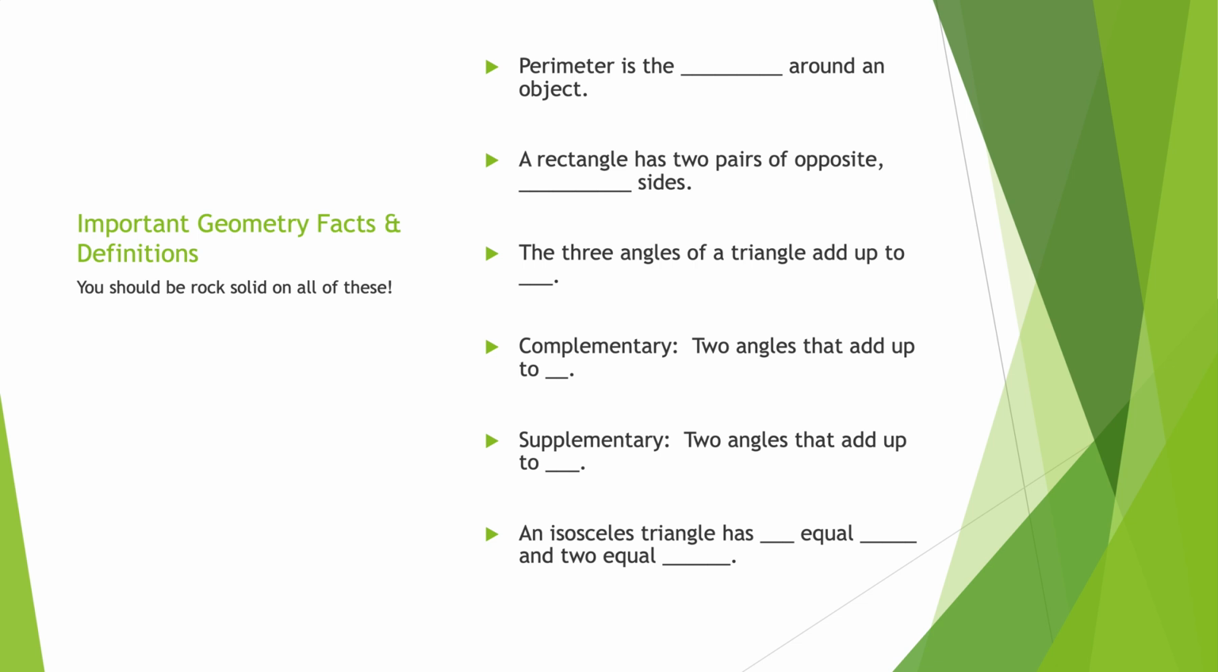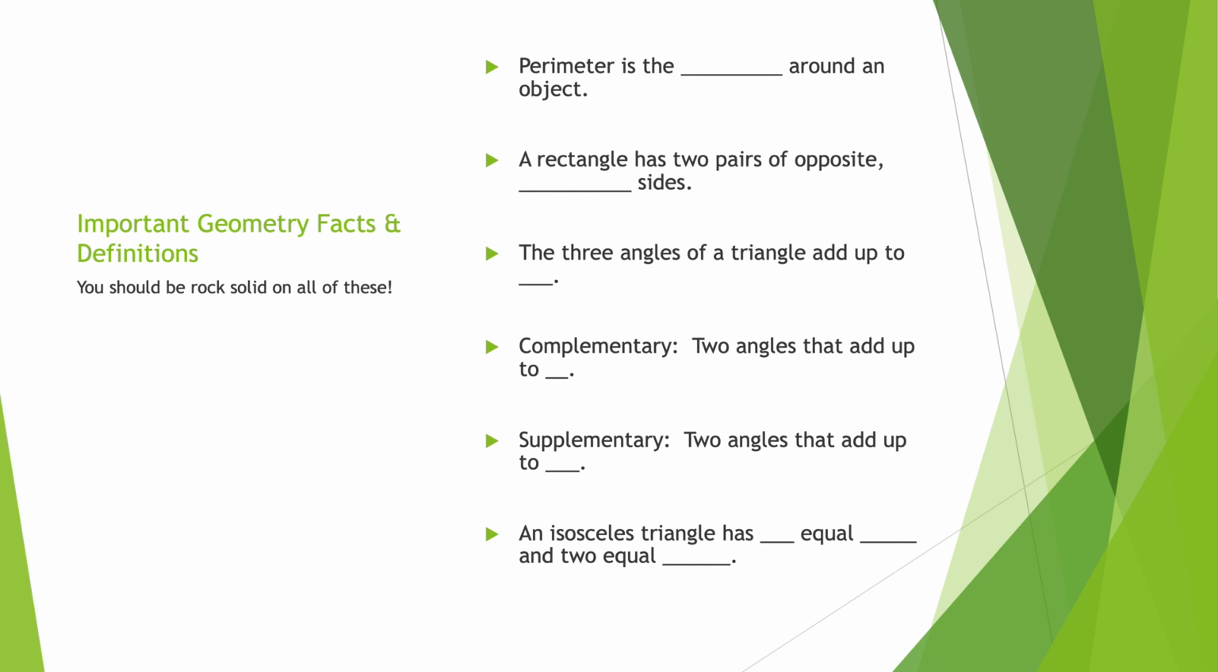And now we get into just some geometry things, and I'll just mention them verbally. Perimeter is the distance around an object. A rectangle has 2 pairs of opposite, you could say 2 different answers here, congruent or equal sides. What do the 3 angles of a triangle always add up to? 180 degrees.